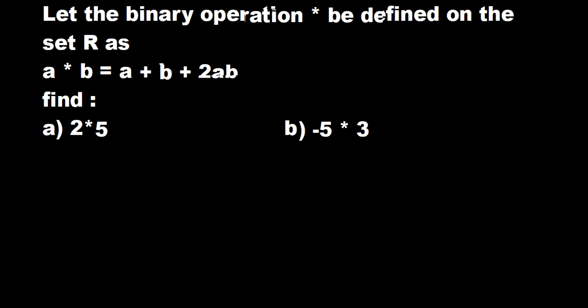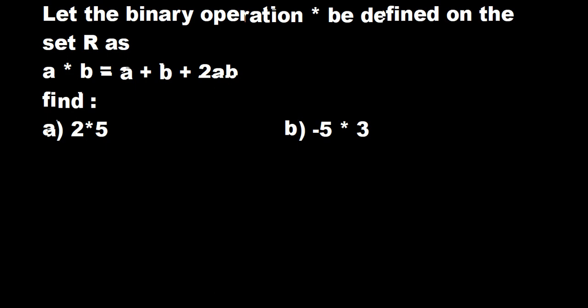So let's look at some examples of how we solve binary operations. Let the binary operation star be defined on the set R as A star B equals A plus B plus 2AB. We're told to find 2 star 5, and negative 5 star 3. Let's start with the first one, 2 star 5. Wherever there is A, we'll be placing 2. Wherever there is B, we'll be placing 5.